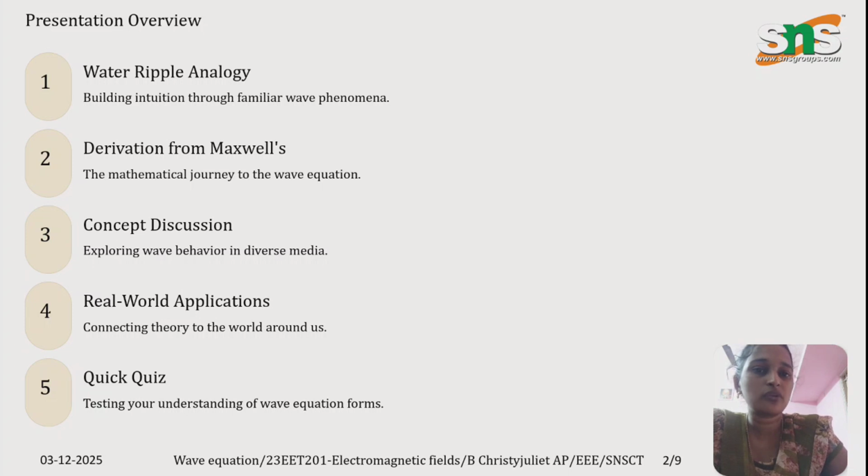First, we are going to look at an analogy for the wave equation through a water ripple analogy, and then we are going to derive the wave equation from Maxwell's equations, and then we'll deep dive into the wave behavior with concept discussion, and then we are going to connect the wave equations and wave parameters with real world applications, and finally we are going to end up with a short recap of a few quiz questions.